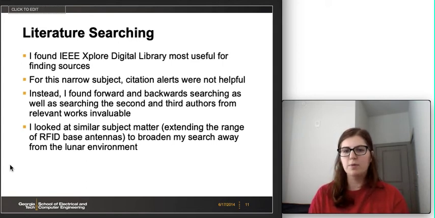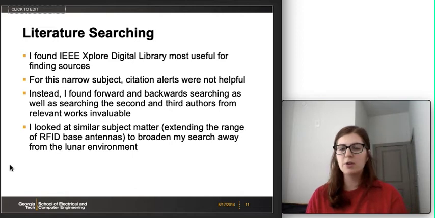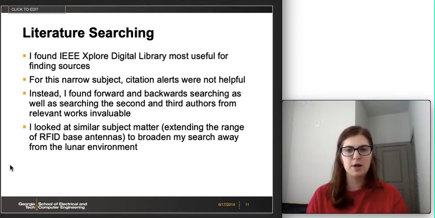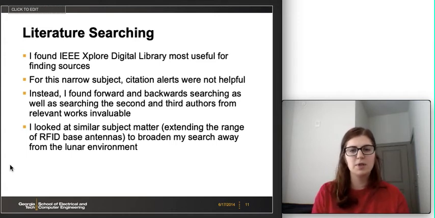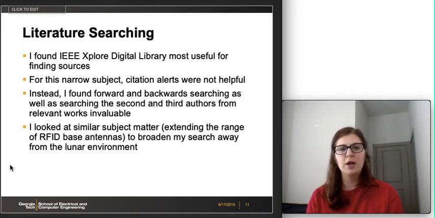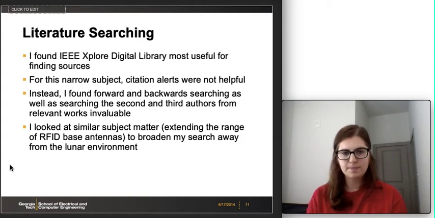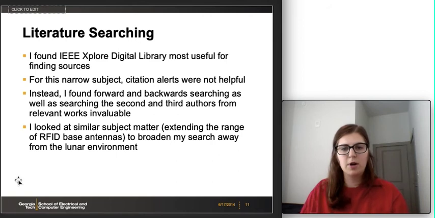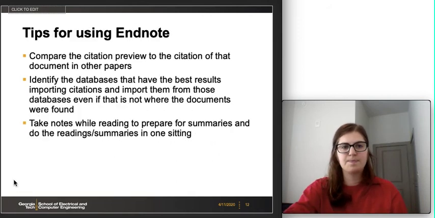Instead, what I found helpful was using forward and backward searching, as well as searching not only the first but the second and third authors of relevant works to see what else they had worked on in their careers and be able to use those materials, which I anticipated to be relevant and most of the time were, as further elements in my literature searching. And then in addition to this, I looked at similar subject matter such as extending the range of RFID-based antennas as inspiration for my literature searching.